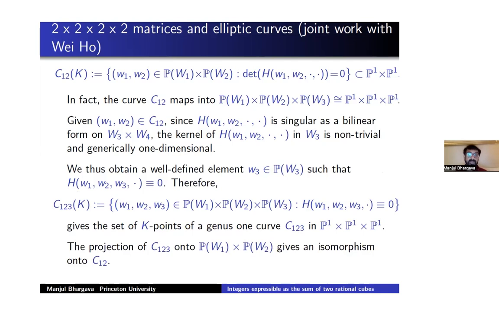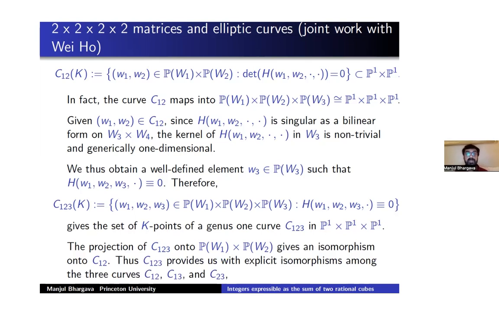And clearly the projection of C123 onto P(W1) cross P(W2) gives an isomorphism onto C12. And so C123 provides us with explicit isomorphisms among the three curves C12, C13, and C23, because you can project from C123 to any of these three curves just by forgetting the relevant coordinate, just by projection onto the relevant P1 cross P1. So C123 is a curve in P1 cross P1 cross P1, and by projecting onto any of the pairs of P1s, you get back C12, C13, and C23. So therefore, that allows us to show that all these three curves are isomorphic.